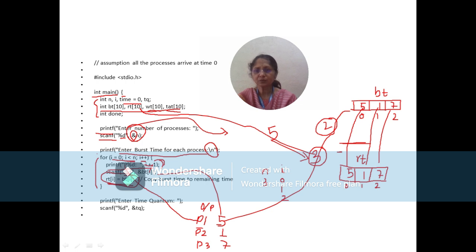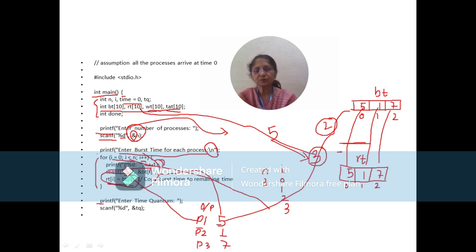From here the control goes back to the beginning of the for loop and i plus plus. i takes the value 3. It checks the condition. Is 3 less than 3? No. The condition is false. So the control comes out of the for loop.